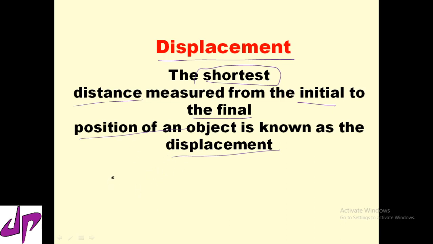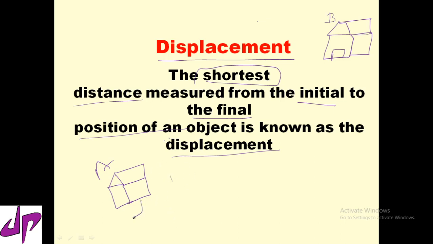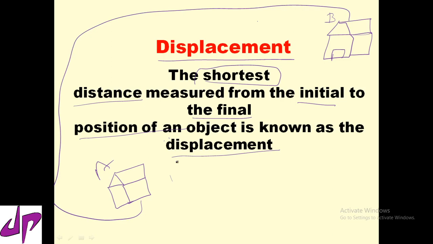Let's see a small example. Suppose this is your house, and you want to reach your friend's house here. Your house is named A and your friend's house is B. You can go all the way around like this and cover so much distance to reach here, or you can choose from A to B like this and go to your friend's house.